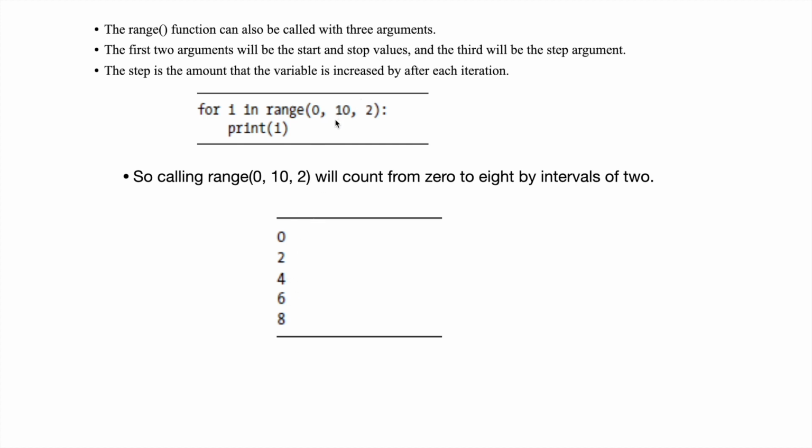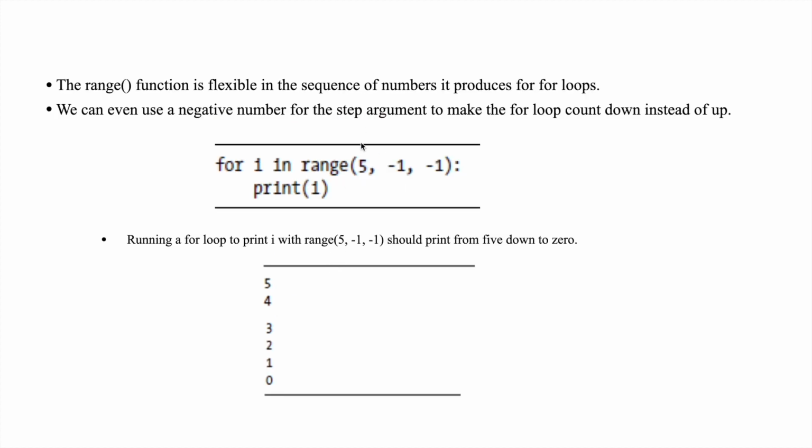Now again you can ask a question, why have I not included 10? Because it is the last number. We should not include 10. So it will stop at 8. The intervals will be of 2. This is the step. Hope you are understanding. So next, one more example.